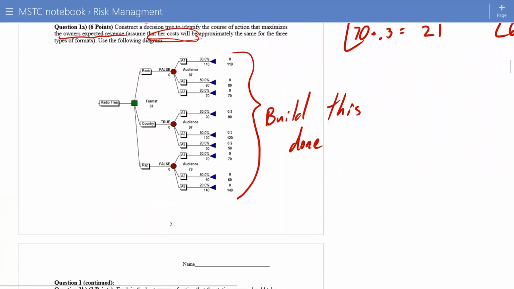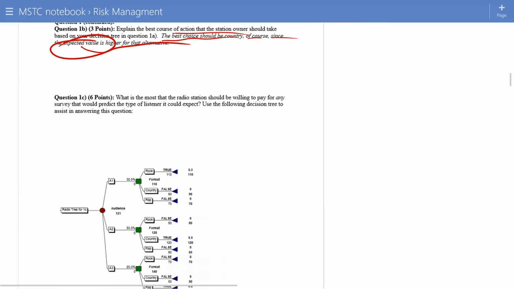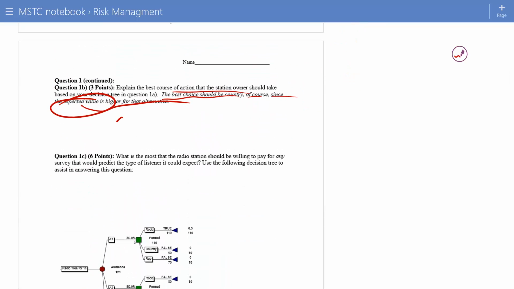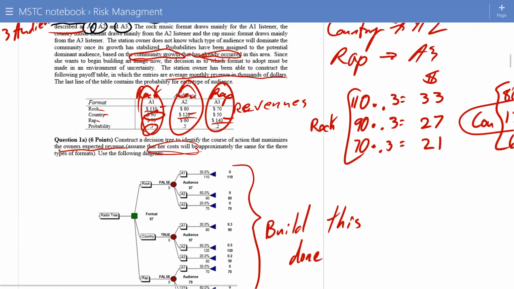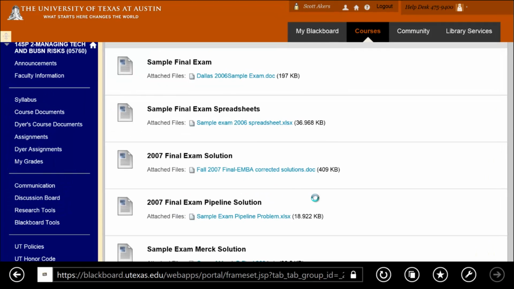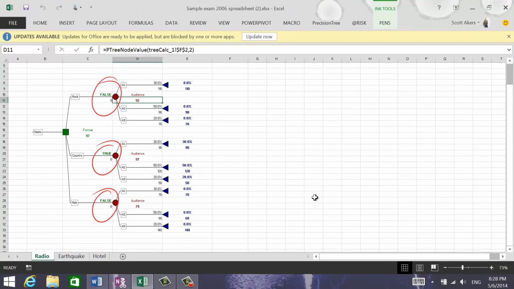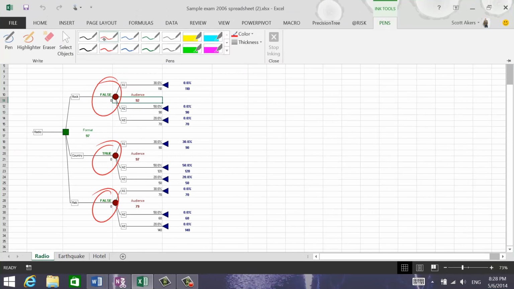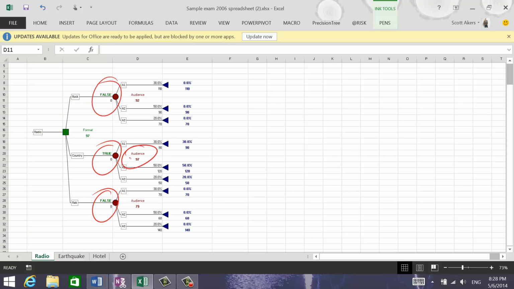Okay, now, so build that, you got that, and he says best choice is country. And the reason is, well, he's asking for your rationale. So if you look strictly at the expected value, it's 97 for country, which is the highest overall. Well, if your only choice is to pick country and you have no direct control over those probabilities, which you don't, then 97 would be the expected value.